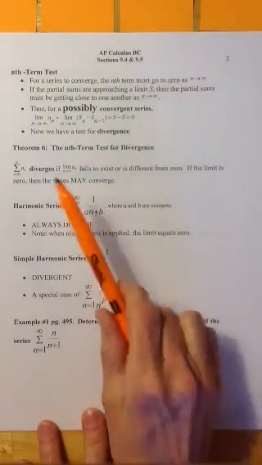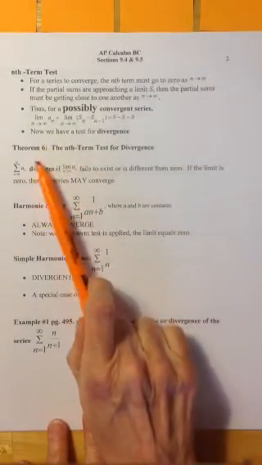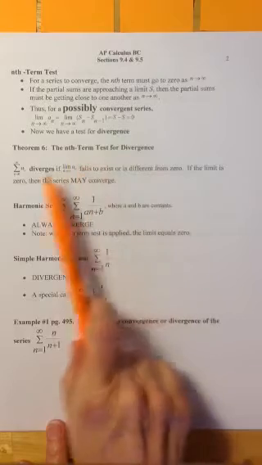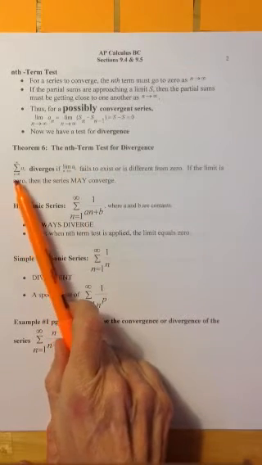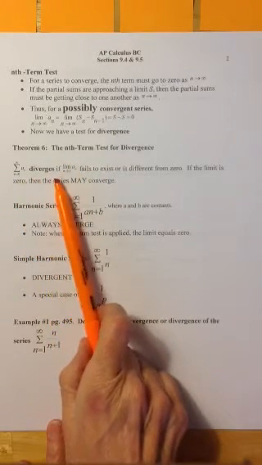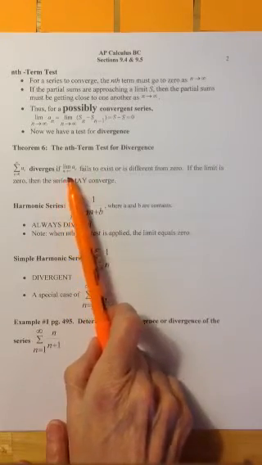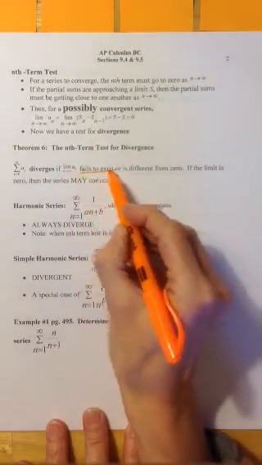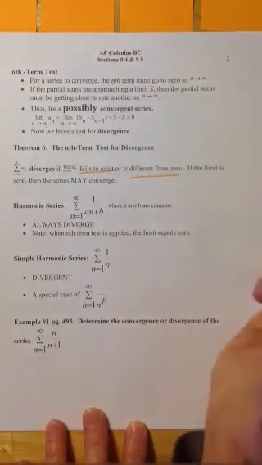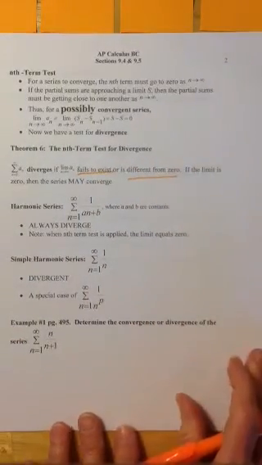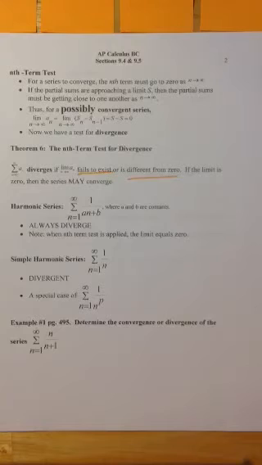So to finish up, we have this nth term test for divergence. I can say that the sum of a series diverges if the limit of the series as n goes to infinity either fails to exist or is different from 0. If the limit is 0, we say that the series may converge. We'll probably have to run another test.